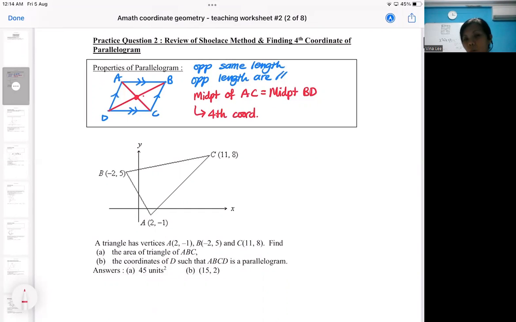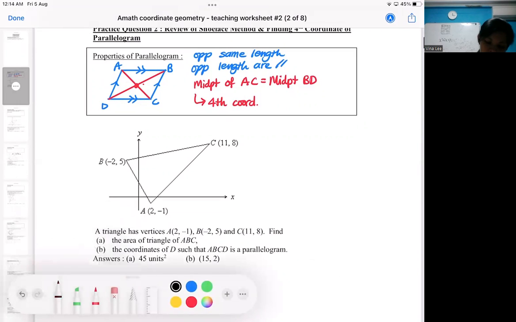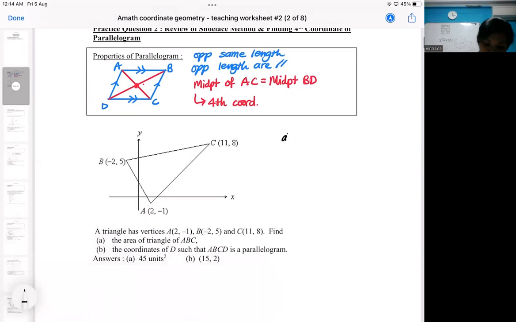Of course, if you have all the coordinates already and you would like to find the area, just apply the shoelace. For this question, the first part asks for the area of a triangle, so you just apply shoelace. Can it be used for a triangle? Yes, as long as you have all the coordinates.